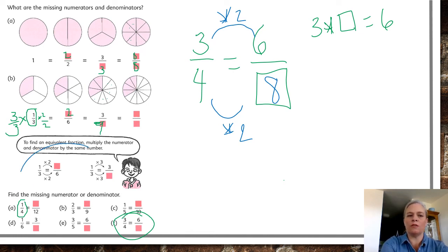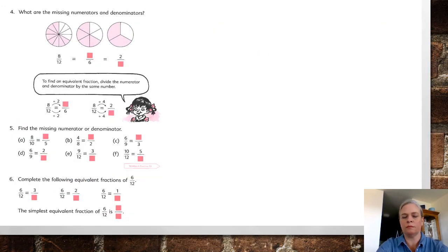They have some examples here that I would have you pay close attention to. Let's look at one other page. So here's some more practice with that idea of finding the missing numerators and denominators. They have some pictures up here for you to work with. And down here, they're showing how we can go in the reverse direction, using the inverse of multiplication, which is division.